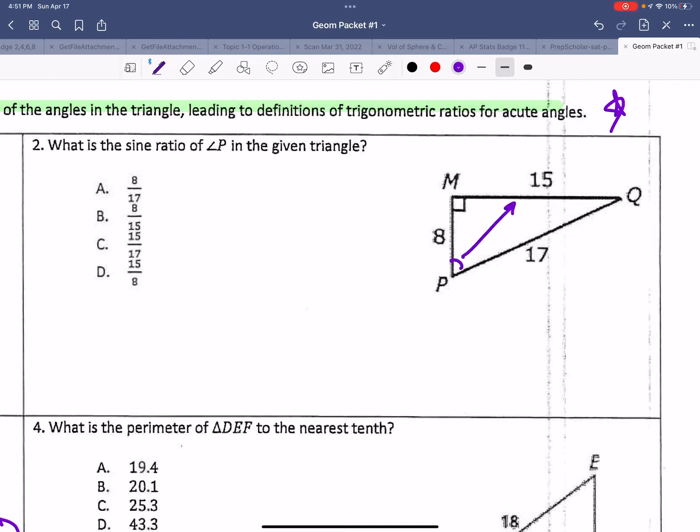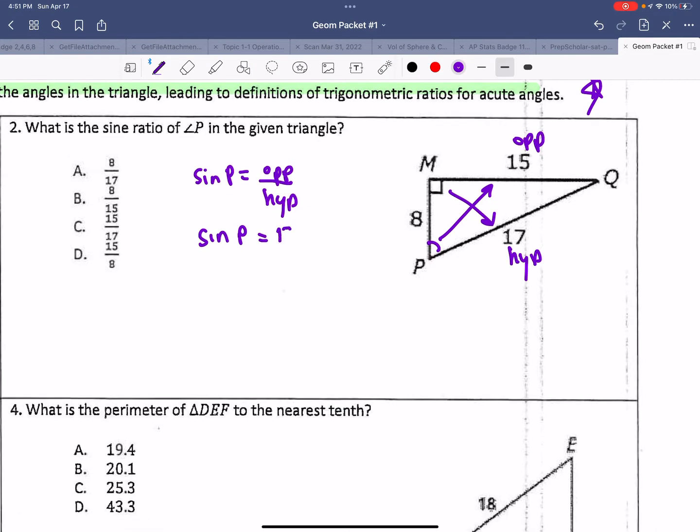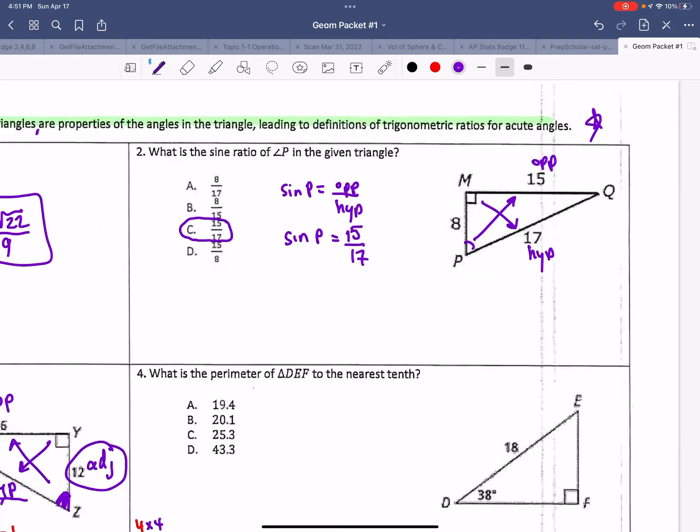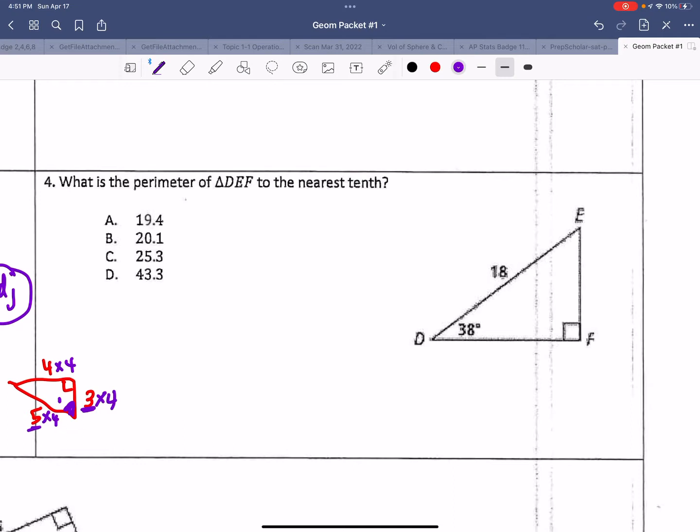Okay, what is the sine of P? So the sine of P is opposite over hypotenuse. And the sine of P is 15 over 17. Beautiful. Well done.